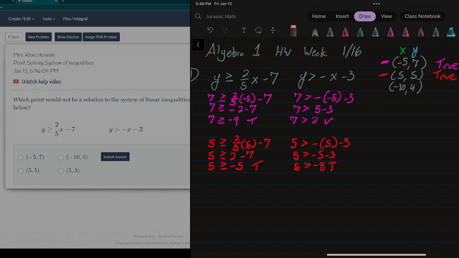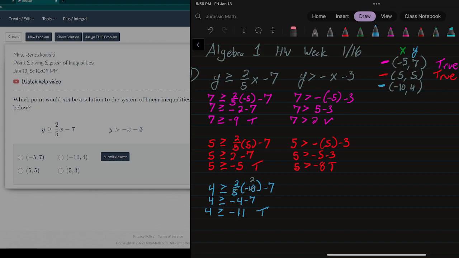Oh, that pink does not show up well, so let's do it in blue. All right, so y, which is 4, is greater than or equal to 2/5 times -10 minus 7. Once again, I'm cross-simplifying. The 5 and the 10 share a 5 in common, so the 5 cancels and the 10 becomes a 2. 2 times -2 is -4, minus 7. 4 is greater than -11. That is a true statement.